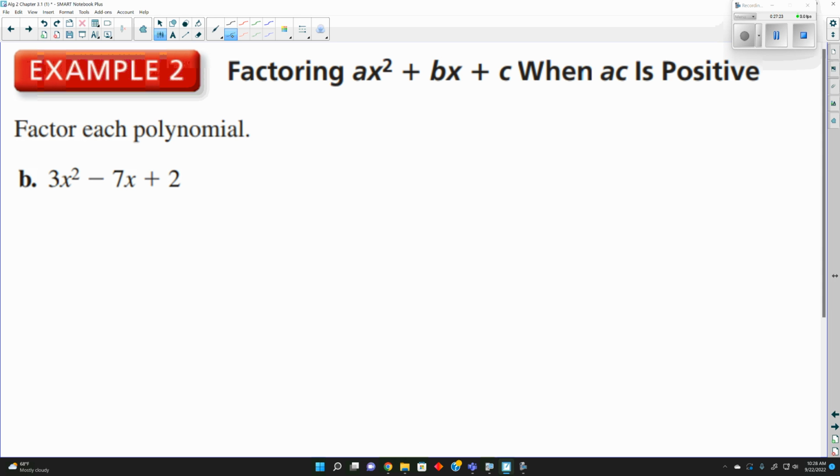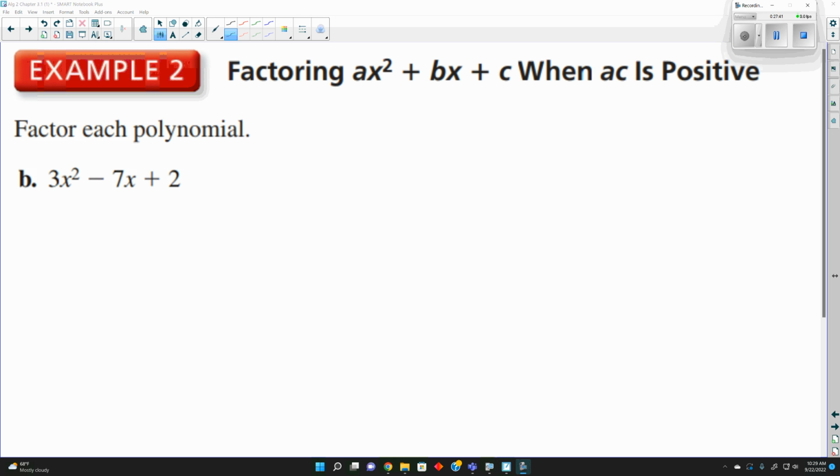Let's look at this next one here. So we have 3x squared minus 7x plus 2. Is there a number that will divide into all three? No, there's not a greatest common factor among all three.